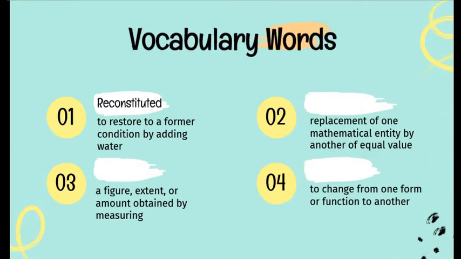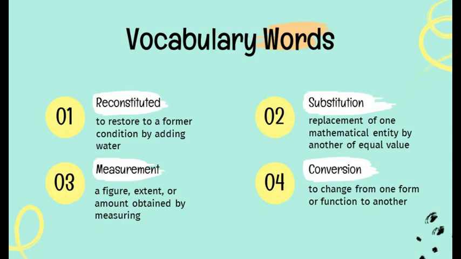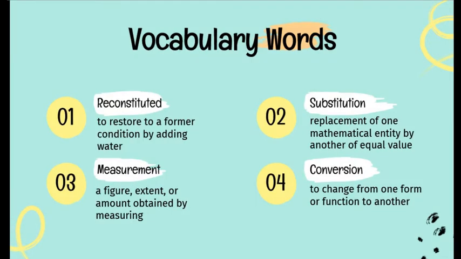Vocabulary words. 1. Reconstituted. To restore to a former condition by adding water. 2. Substitution. Replacement of one mathematical entity by another of equal value. 3. Measurement. A figure, extent, or amount obtained by measuring. 4. Conversion. To change from one form or function to another.